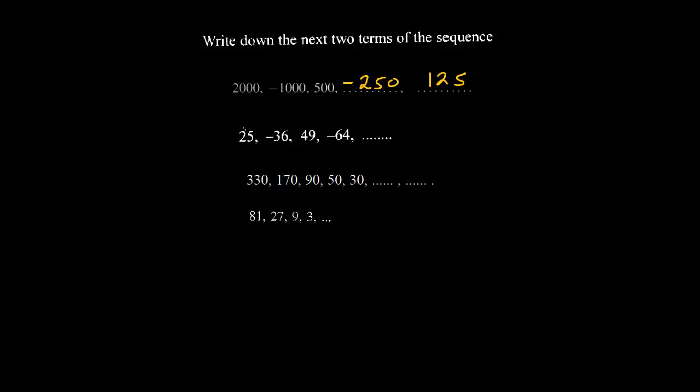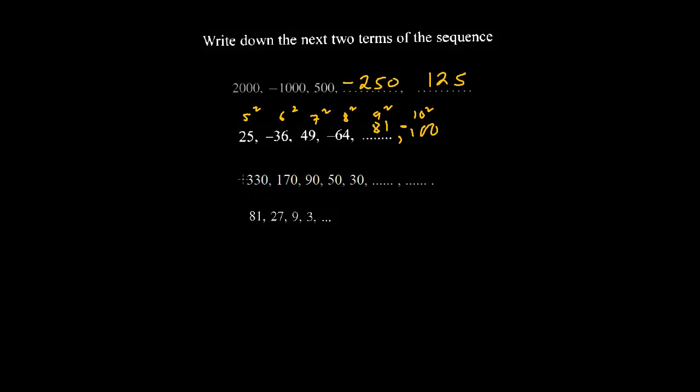The next one we have 25, then 36, then 49, then 64. So it looks like we have squares. This is 5 squared, this is 6 squared, this is 7 squared, this is 8 squared. So next one should be 9 squared, which is 81. The next one should be 10 squared, which is 100. Now you see again the even positions are negative. So second one is negative, fourth one is negative. So this should be minus 100. The sixth one, so this should also be negative.